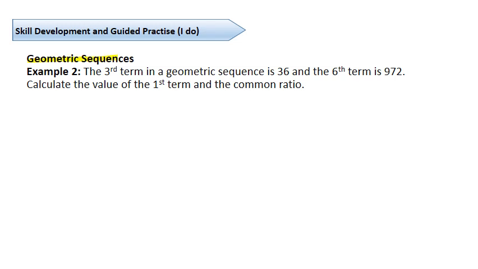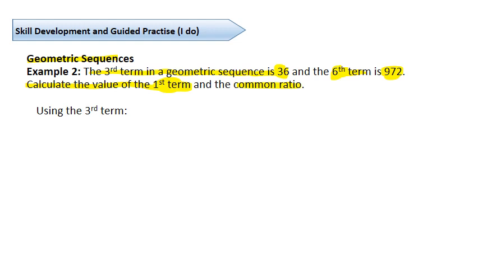Example number 2. The third term in a geometric sequence is given by 36, and the sixth term is given by 972. Calculate the first term and the common ratio. I'm not sure if you can see it just now, but we're going to have to do some form of simultaneous equation. The first thing I'm going to do is step out mathematically what information is given in our problem.